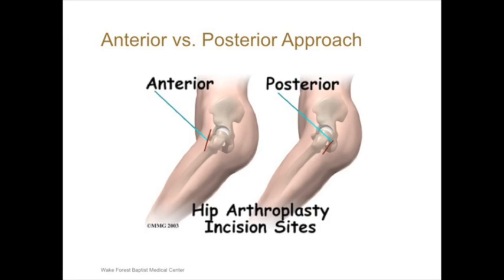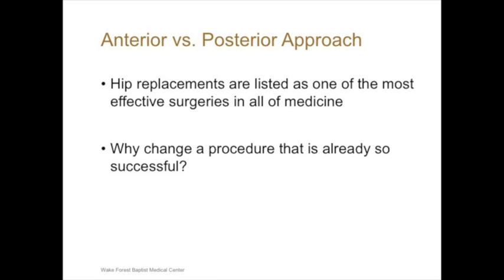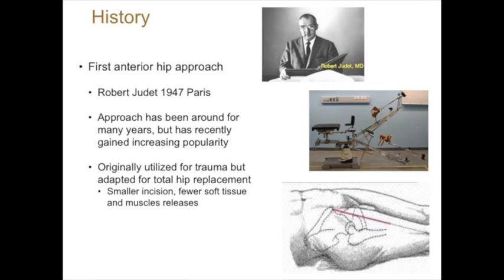All right, so talking about anterior and posterior approaches. As Dr. Shields mentioned, both are great approaches. They both accomplish the same goal. We're taking the arthritis out, we're putting in new implants, and overall they're pretty much the same implants. It's just a different way of doing it. Hip replacements are listed as one of the most effective and successful surgeries in medicine. So, if a posterior hip replacement is so great, why even change it? Why even try to do an anterior approach?